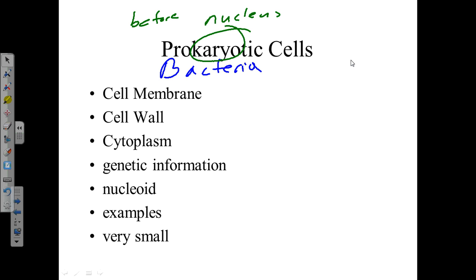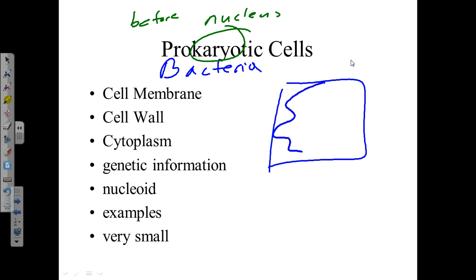Bacterial cells have a wall, also, in addition to a membrane. Where's the wall in relation to the membrane? Usually the wall's on the outside, and this curvy part might be the membrane. Might be like that.